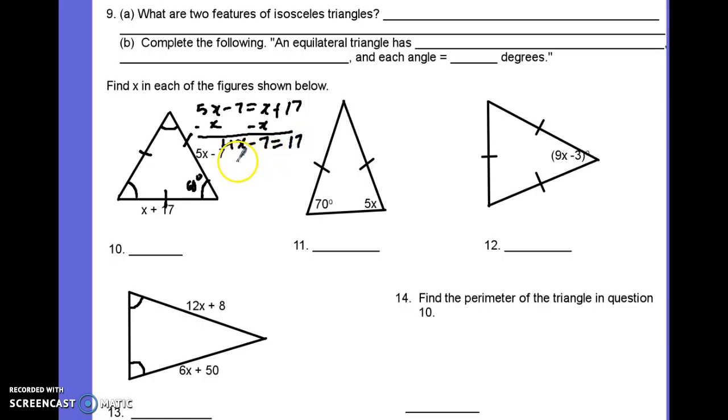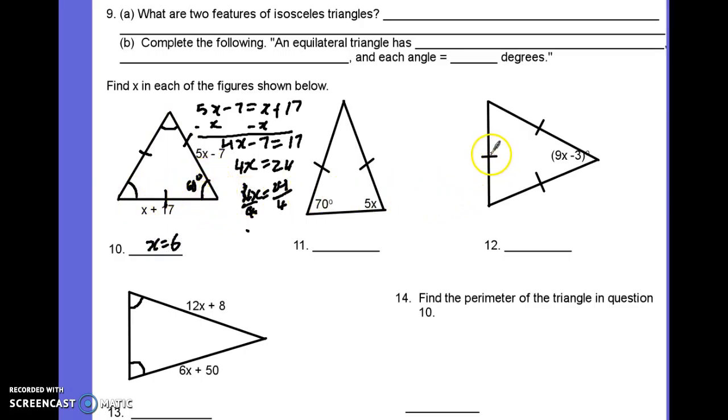We add 7 to both sides. We get 4x equals 7 plus 17, which is 24. And then we divide by 4. I'm sorry, I'm falling asleep. We get x equals 24 divided by 4, which is 6. So that is it for the equilateral triangle.